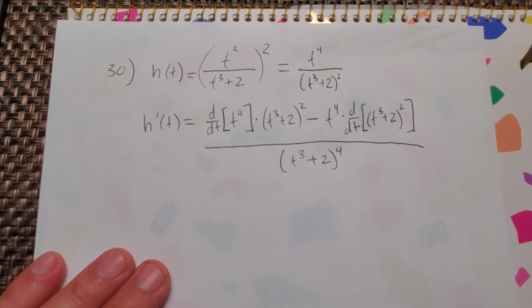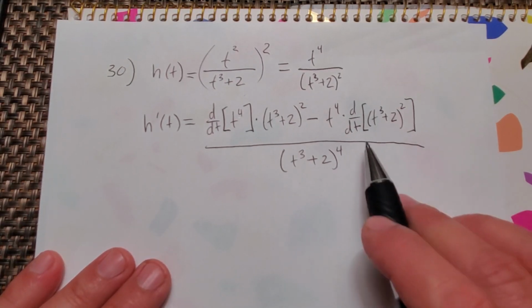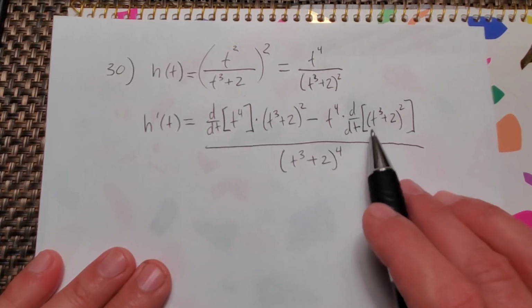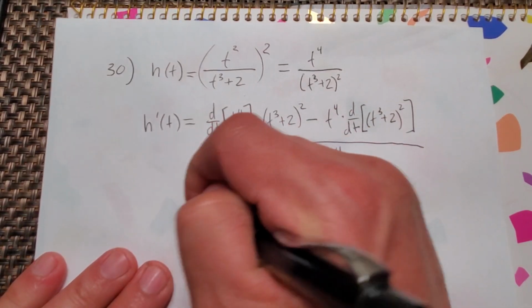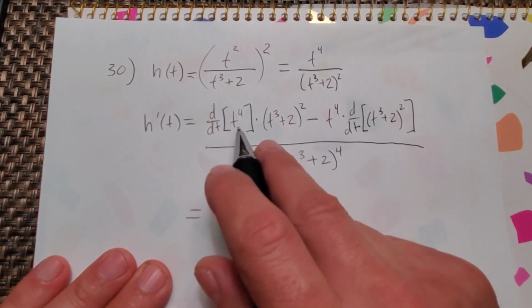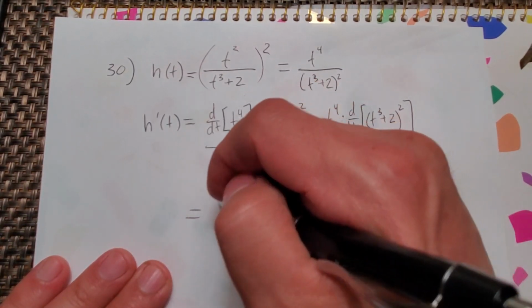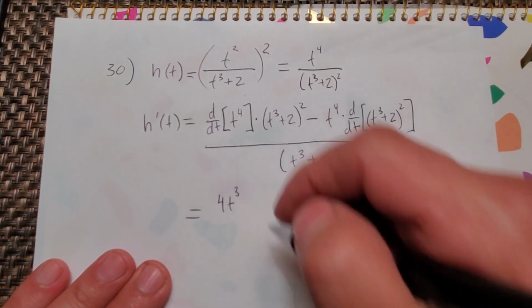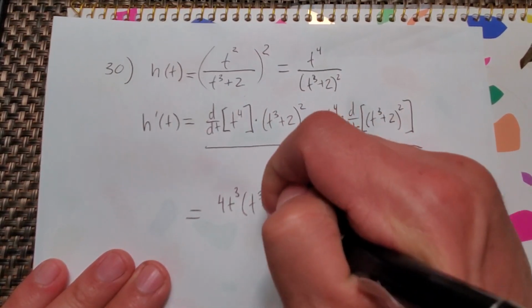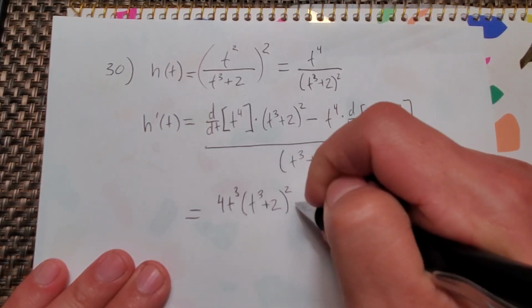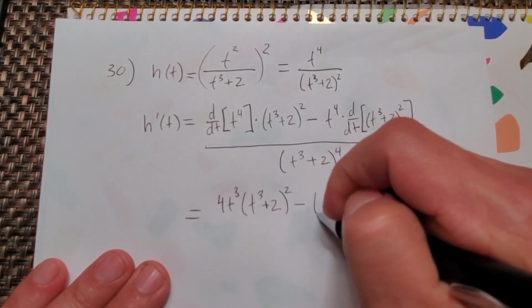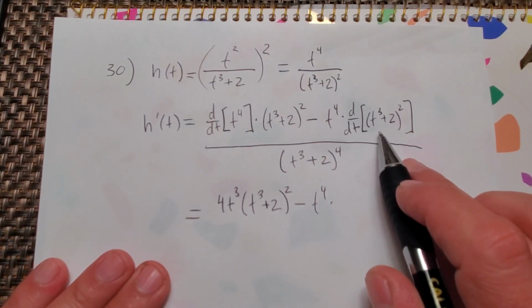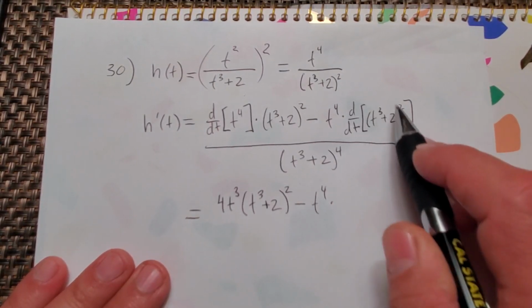All right, so now we're going to try to simplify everything. We're going to have to pay very special attention to this part here so that we don't make a mistake. So let's see if I can do it. The derivative of t to the fourth is going to be 4 times t to the third times t cubed plus 2 squared, minus t to the fourth times, well, now we have to take the derivative of this. So I'm going to have to use the chain rule.